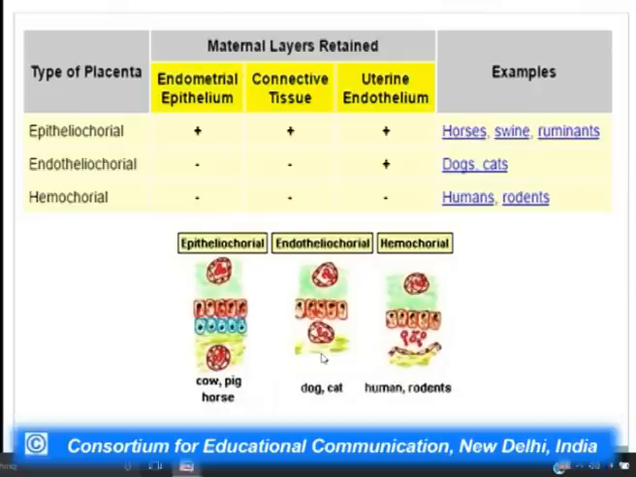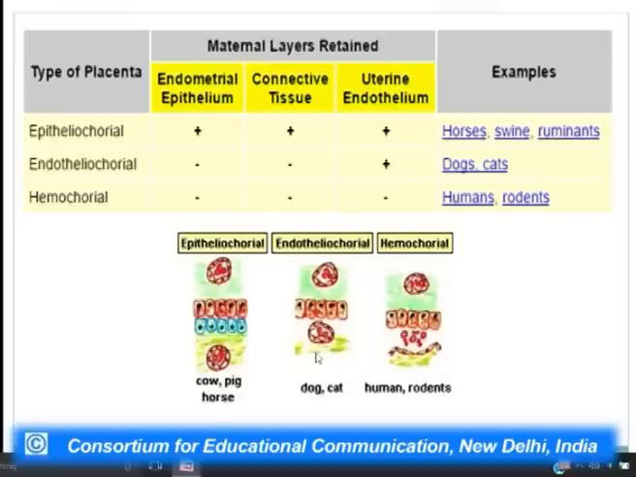Then there is what is termed endotheliochorial, where the digestion of the endometrial epithelium has taken place, and the connective tissue has also been degraded, but the uterine endothelium remains intact. So the three layers of fetal tissue are intact, but only one layer of the maternal tissue is there, and this is present in dogs and cats.